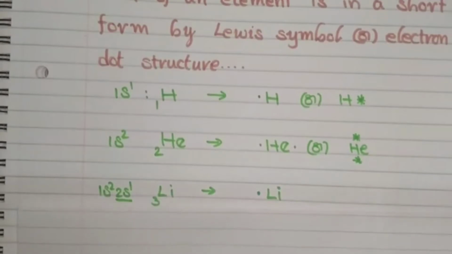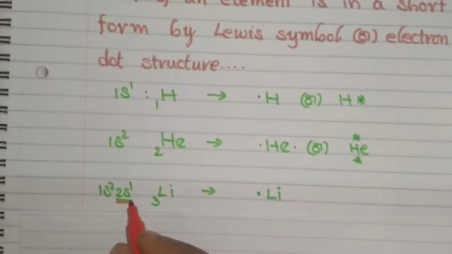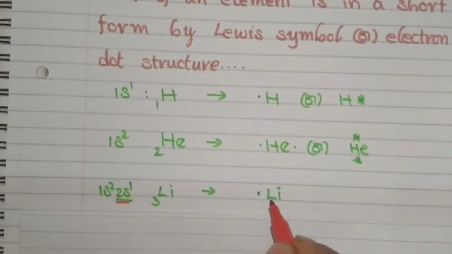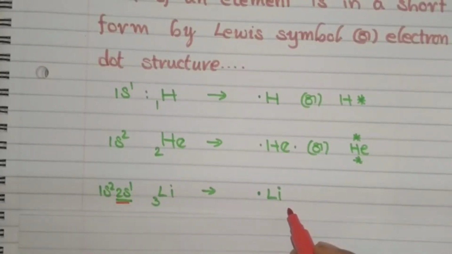Next one, lithium, Li. The atomic number is 3. The electronic configuration is 1s2 2s1. That's why in the outermost shell we consider only the outermost valence electrons. Wherever the outermost valence electrons are there, we consider them under the number of valence electrons. So here only one electron, that's why you have to keep one dot only.